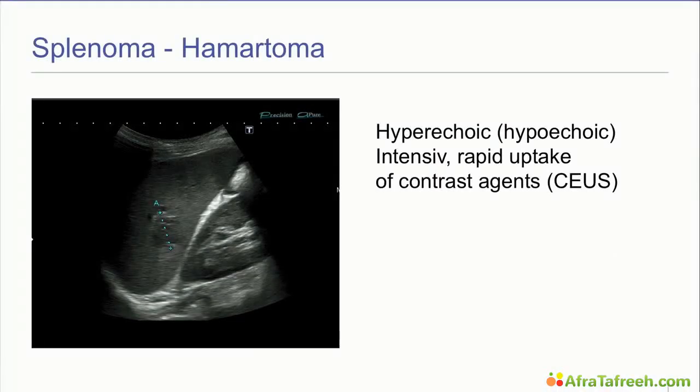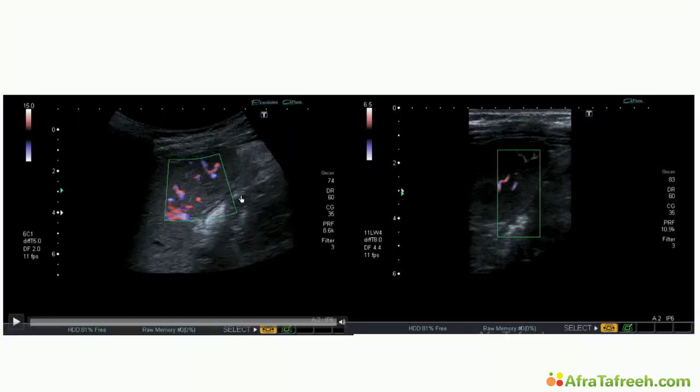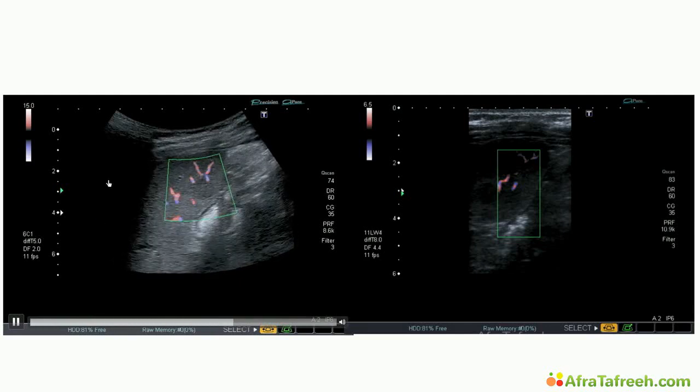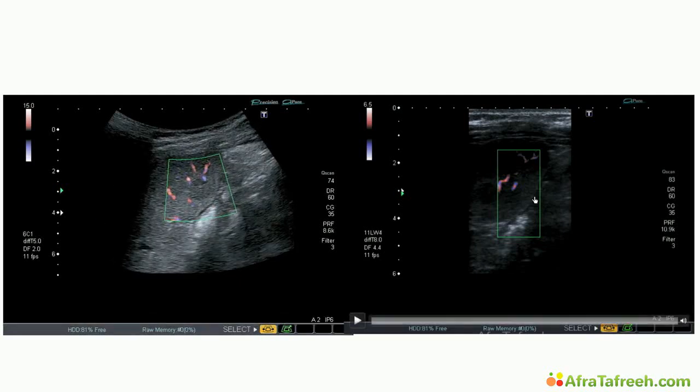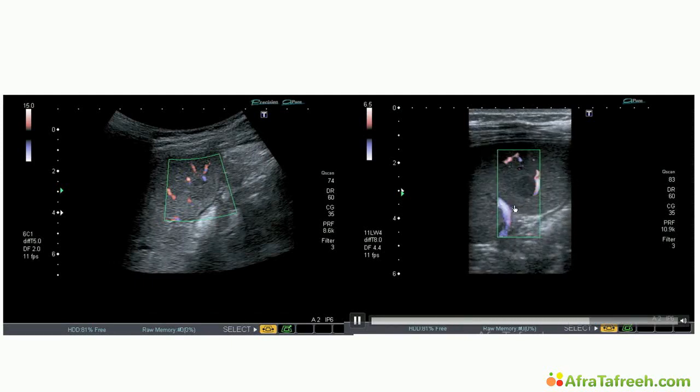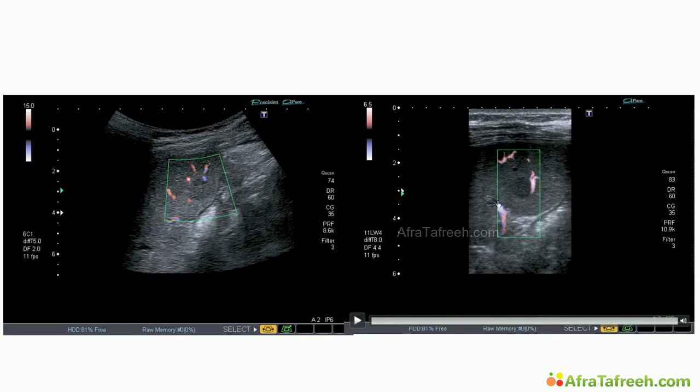One of the most common lesions of the spleen is the splenoma, or so-called hamartoma. It's a hyperplasia of splenic tissue and shows a very intensive, rapid uptake of contrast agents, and sometimes also a quite strong vascularization can be seen, like in this case over here in color Doppler, and also on this video clip we can recognize the great amount of vessels inside and around this lesion.